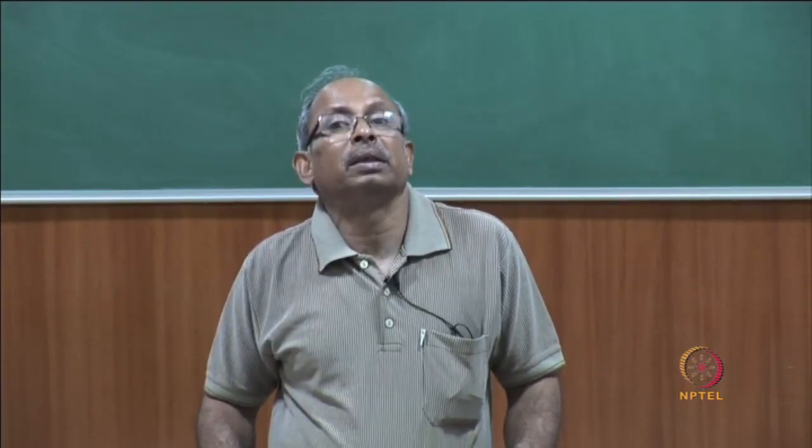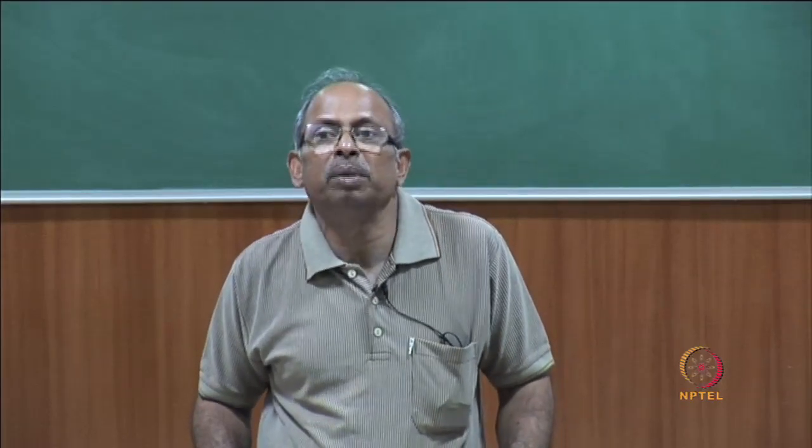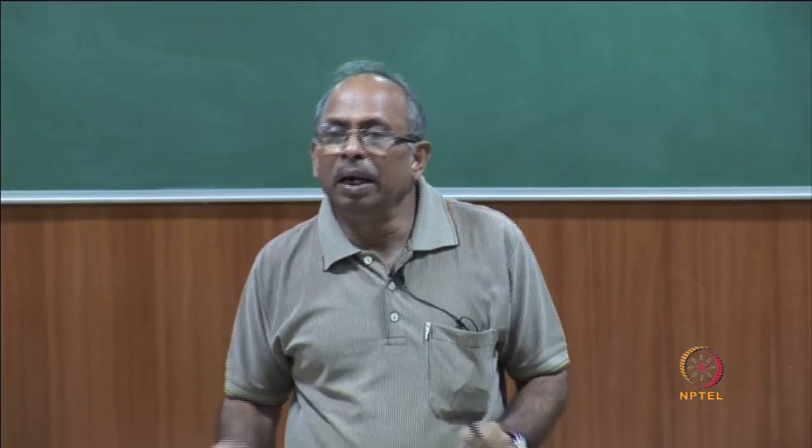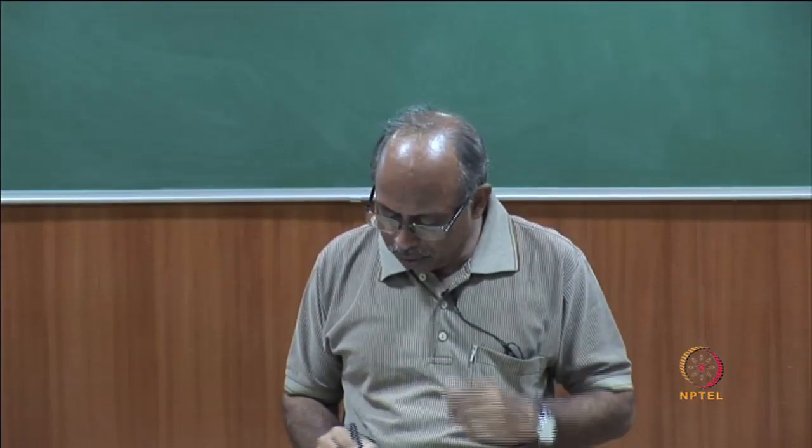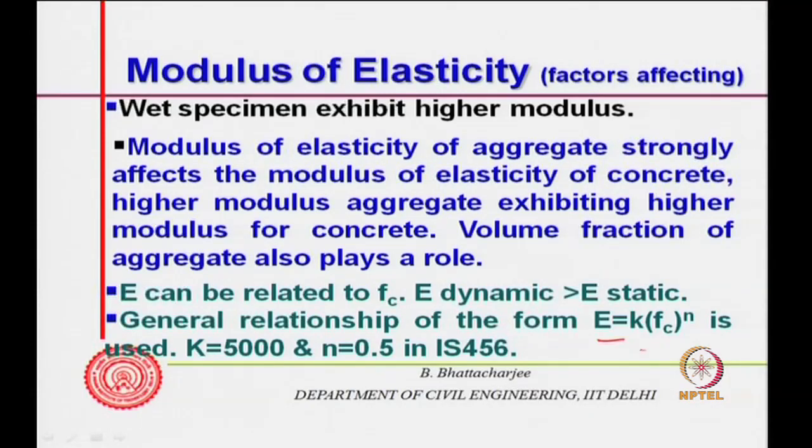Dynamic modulus is somewhat close to initial tangent modulus, therefore, it is more than E static. And the general empirical relationship people have found for modulus of elasticity is E is a function of k into cube compressive strength to the power n. And IS 456 2000 for design uses this Fc as Fck, characteristic strength, and n as 0.5. So, E can be written as 5000 under root Fck. It is meant for design. So, this is actually a conservative value.